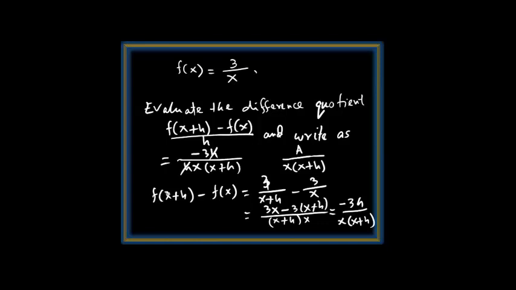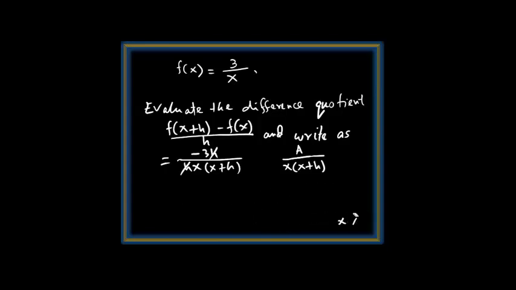So now look at the final version of this. How does it look like? If you simplify further, you get negative 3 over x times x plus h. Now if you compare these two together, you can clearly see that your a is negative 3. Now we have further to do.